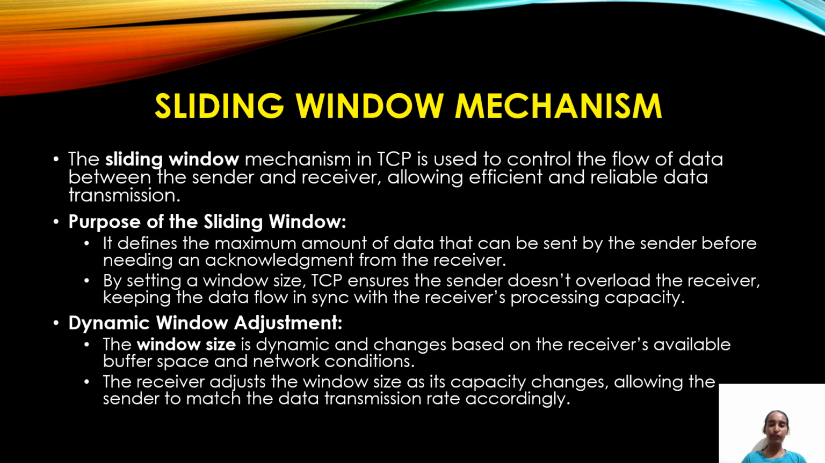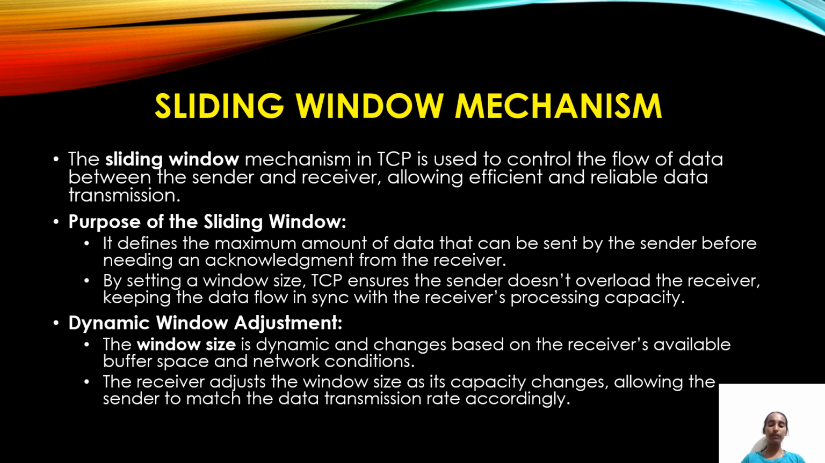Let's start with the sliding window mechanism. The sliding window mechanism in TCP is used to control the data flow between the sender and receiver, allowing efficient and reliable data transmission. The purpose of the sliding window is that it defines the maximum amount of data that can be sent by the sender before needing an acknowledgement from the receiver. By setting a window size, TCP ensures the sender does not overload the receiver, keeping the data flow synchronized with the receiver's processing capacity.